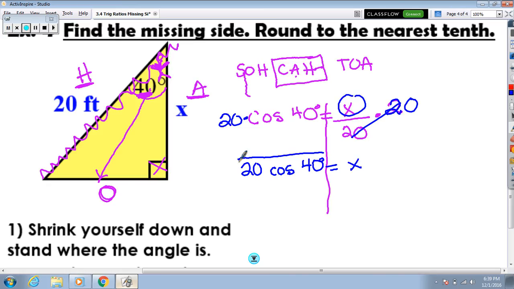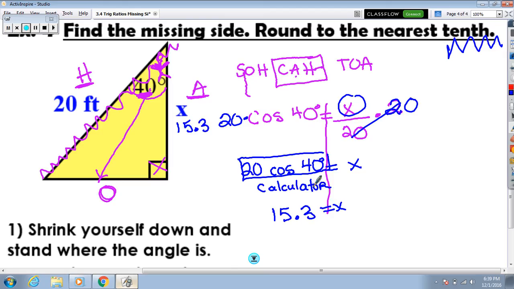So this side goes in the calculator. So 20 cosine of 40 degrees equals, rounded to the nearest 10th place, because that's one place behind the decimal, that is going to be 15.3. So the length of x is 15.3.